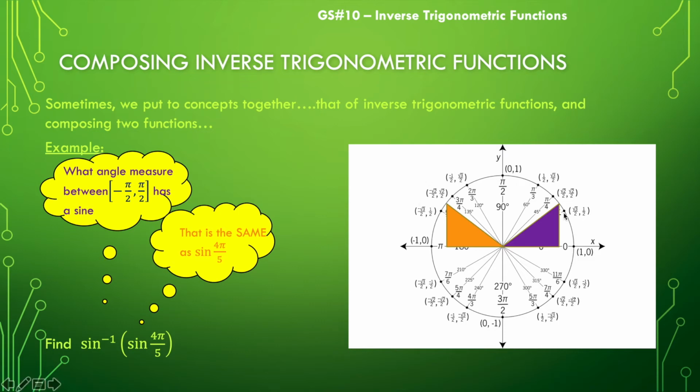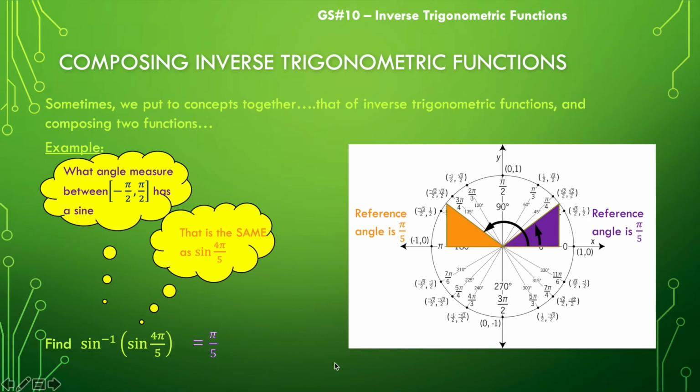Okay, so if this orange angle has a measure of 4 pi over 5, then the reference angle is going to be pi over 5. So that means that my reference angle for the purple must be pi over 5 as well. And what do we know about all angles in the first quadrant? They are their own reference angle. So our answer here will just be pi over 5.